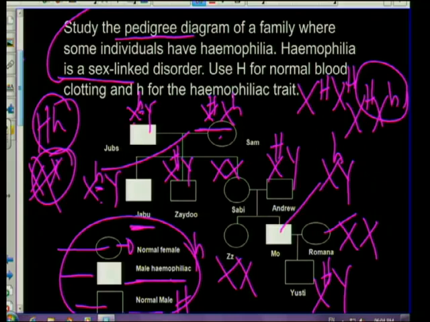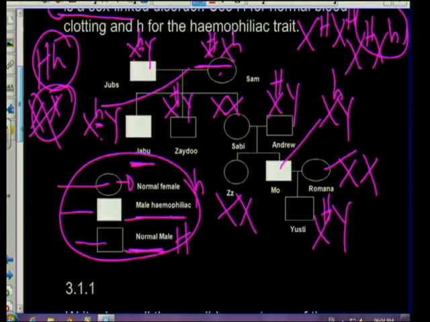Here's Sabi now. Again, she has a child, so she had to have the small h. But she was normal, so she had to have the capital H. So that's how we know whether a female is homozygous for the condition or heterozygous. And we can go right down there. Let's see what they want to know.